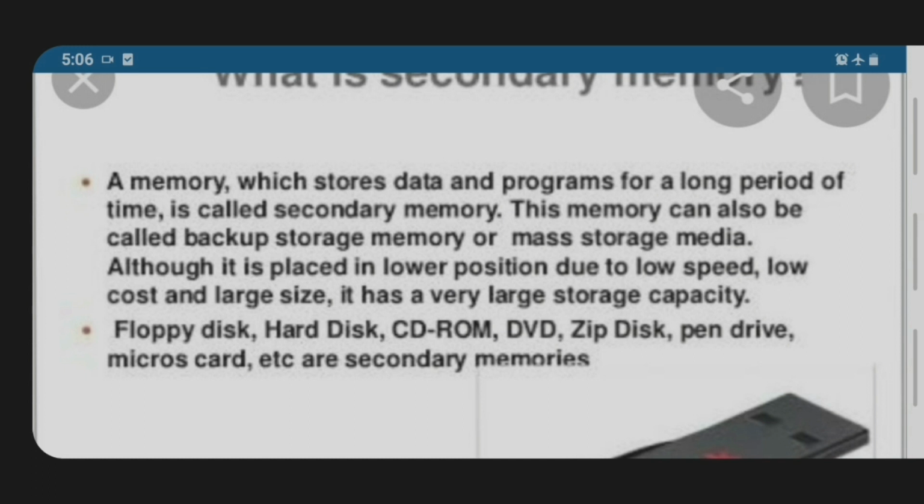secondary memory. This memory can also be called backup storage memory or mass storage media, although it is placed in a lower position due to low speed, low cost and large size. It has a very large storage capacity. Floppy disk, hard disk, CD-ROM, DVD, zip disk, pen drive, micro card, etc. are the secondary memories. They are all the different types of secondary memories.